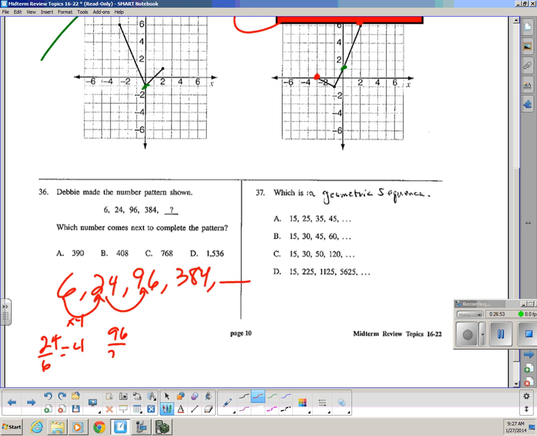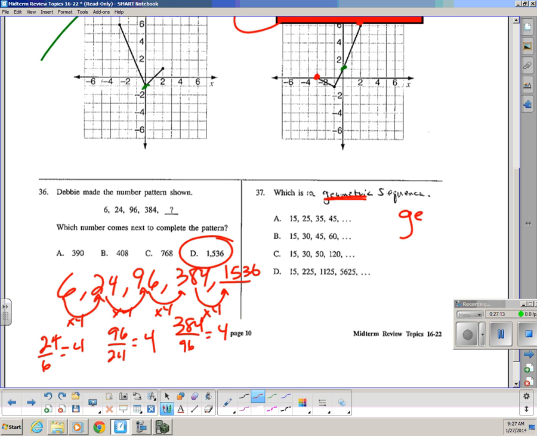If I do 96 divided by 24, I got 4. And same thing, 384 divided by 96 is 4. So we're multiplying by 4 each time. So we need to multiply 384 by 4, which is 1536, choice D. 37 asks, which is a geometric sequence? This is a vocabulary word you need to know. Geometric means you multiply to get from one term to the next.